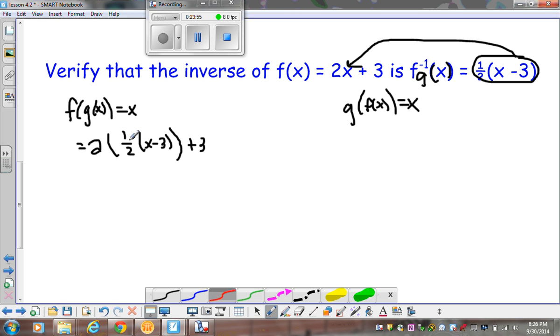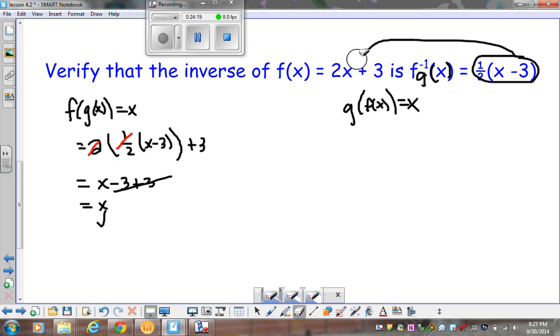If you multiply 2 times a half, those cancel each other out. You're just left with a 1. So if we do that, I'm left with x minus 3 plus 3. The minus 3 and the plus 3 will cancel. Therefore, I am left with x. So once again, that's what I'm looking for. We're good. Next thing we're going to do is g of f of x.